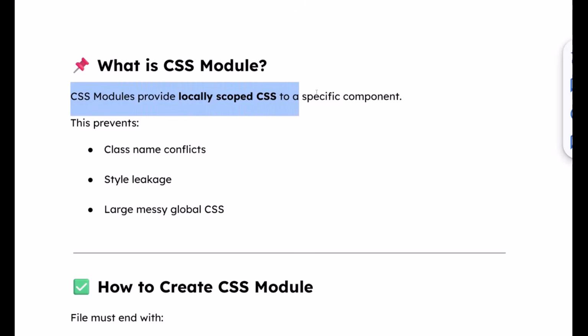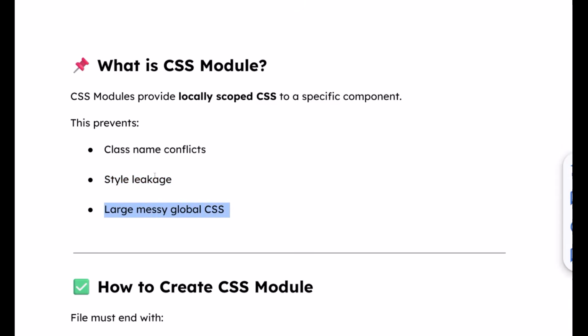Let me read it again. That is, CSS modules provide locally scoped CSS to specific component. If my particular component wants a CSS, I don't want to mix it with the global CSS, because it will make that particular file very messy and very lengthy, right? So this module CSS protects from what? The class name conflicts, style leakage, and the large messy global CSS.